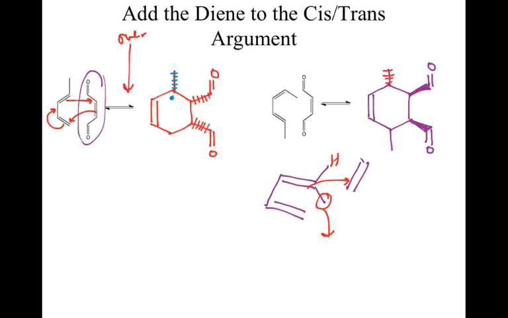Okay. How is that dash different from our red product? It is different because if we look at our red product, where are our carbonyls? They're dashed. So in our red product, they're all on the same side. In our purple product, you'll notice that they're on opposite sides.